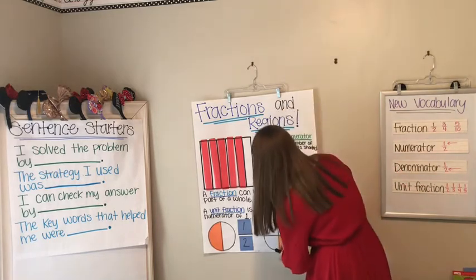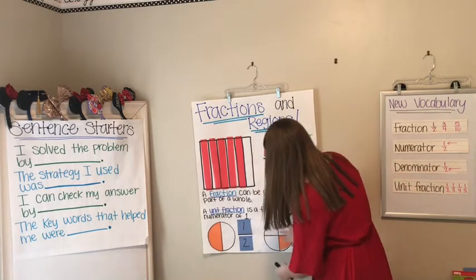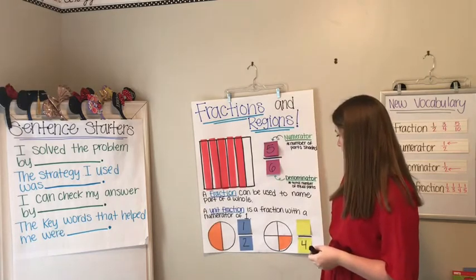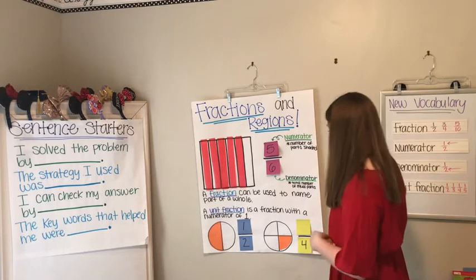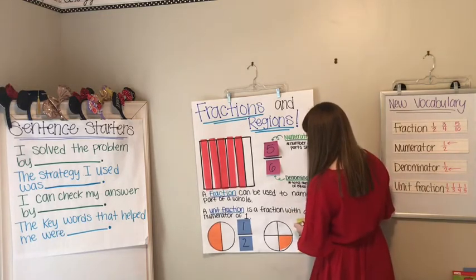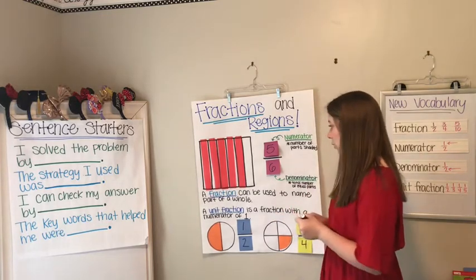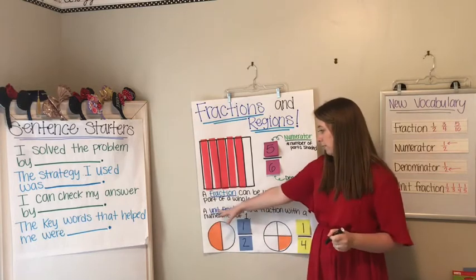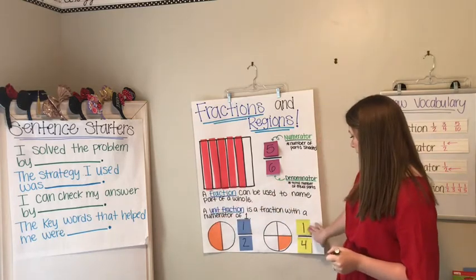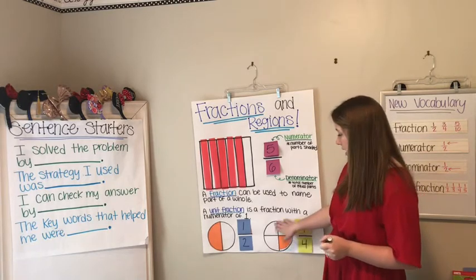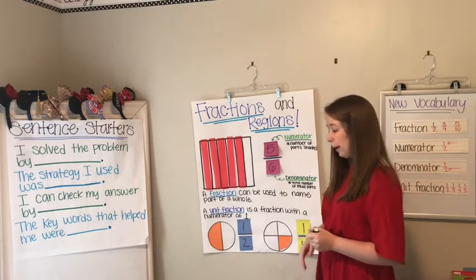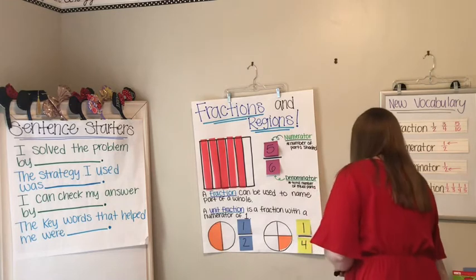All right, here I'm going to shade this part in first. All right, so how many pieces are shaded in? Yep, 1. So our fraction, or our unit fraction, is 1/4, because we're looking at one specific piece out of 4, okay? All right, let's check out another one.